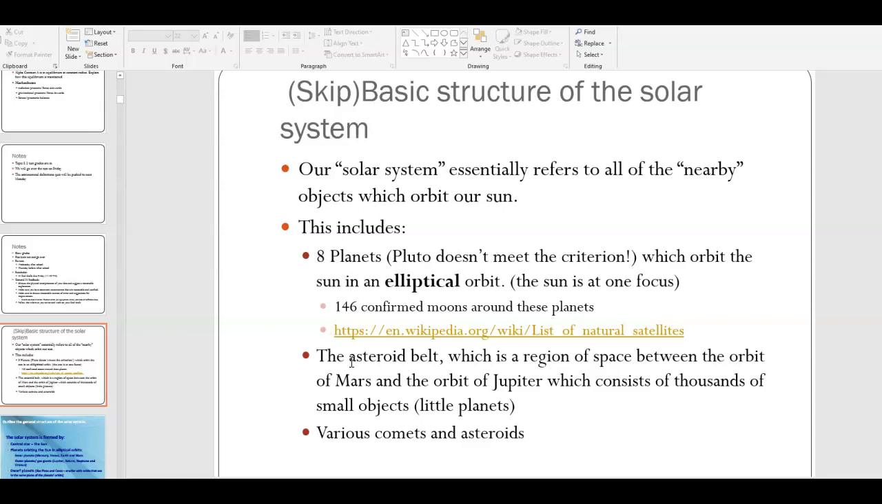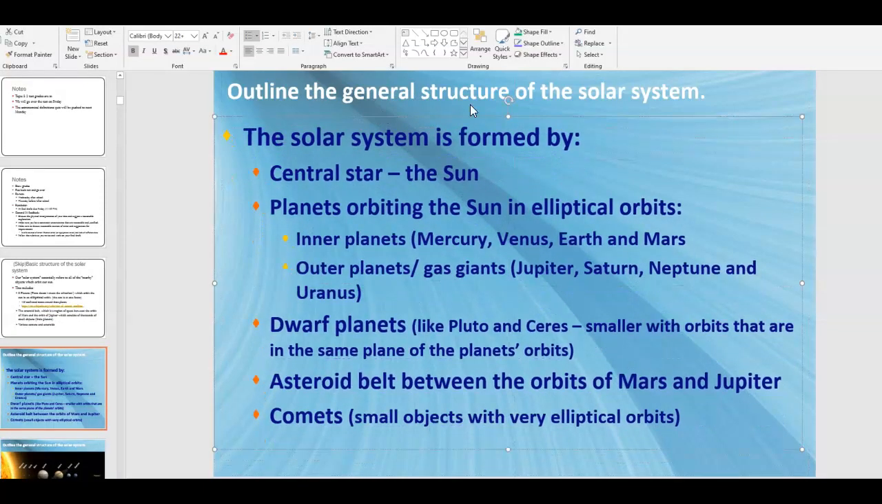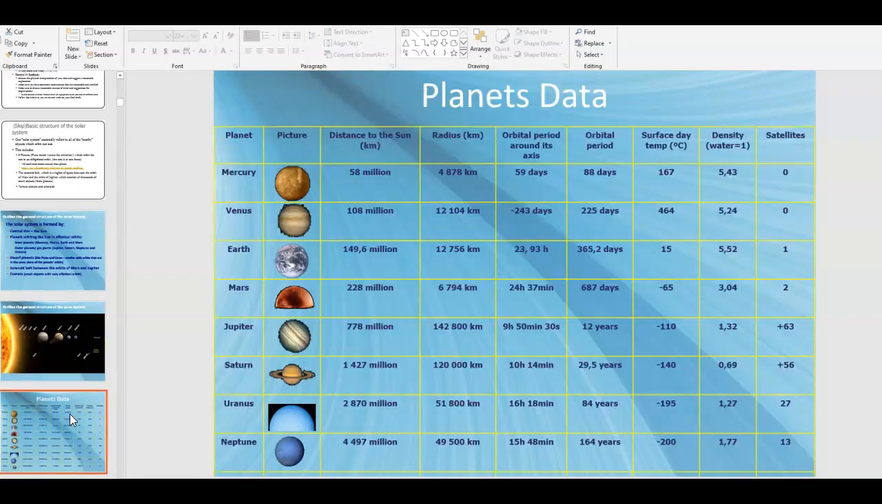In addition to the 8 planets, we also have the asteroid belt, which has a bunch of asteroids kind of in the region between the orbit of Mars and the orbit of Jupiter, and some various comets and asteroids in orbit around the sun. And again, this is just kind of outlining the general structure of our solar system. These are things you should know as it is, that you should just put in your notes. And again, just kind of clicking through here, just some basic things. Now, do keep in mind you don't need to know any of these values or anything, but you should kind of understand the order of the planets just in case any questions like that come up.